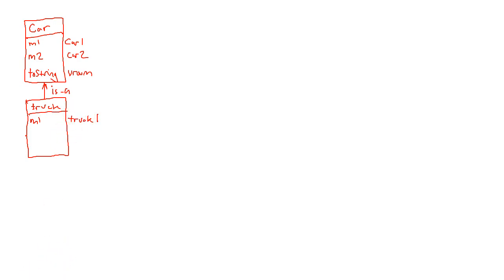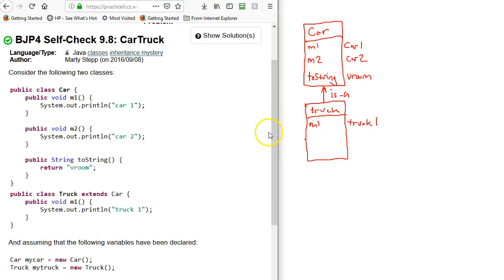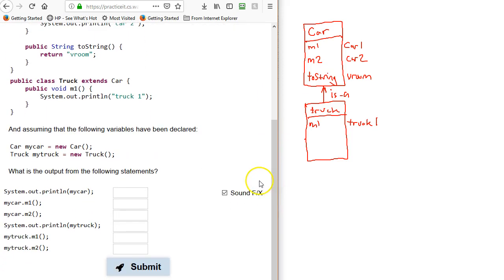So let's go back and take a look at the problem. Okay, I've got these side by side now so you can see. They first create a myCar object, which is a Car, so it's going to be one of these. Then they create a myTruck object, which is going to be one of these. So when you print out myCar, it's going to go to the Car, look at the toString, and print out vroom. For myCar M1, you look at the Car, go to M1, and print car1. For M2, you print car2.